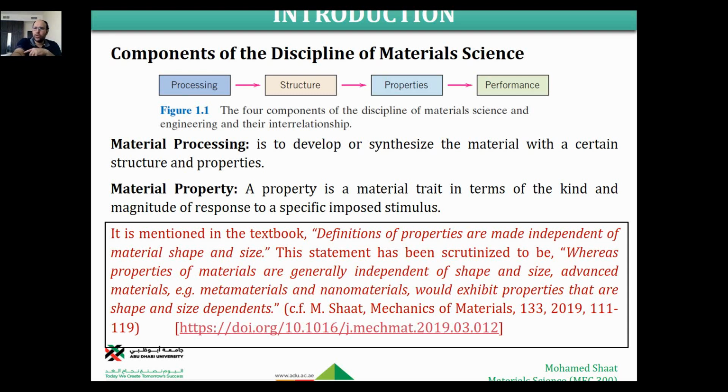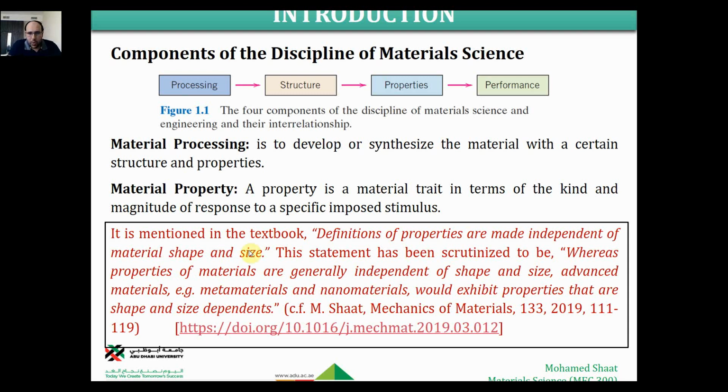I'm gonna skip talking about the material structure because it is a very important subject and we do have different types of structure. So I'm gonna skip this one for now and let us move to the material properties. What does a material property mean? A material property is a material trait. This is like an inherited trait of this material in terms of the kind and the magnitude of response to a specific imposed stimulus. So what does all of this mean?